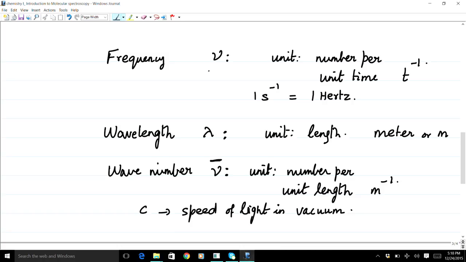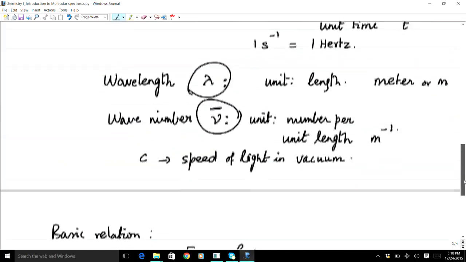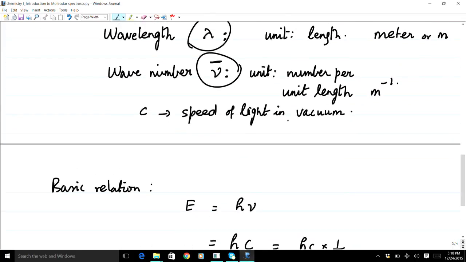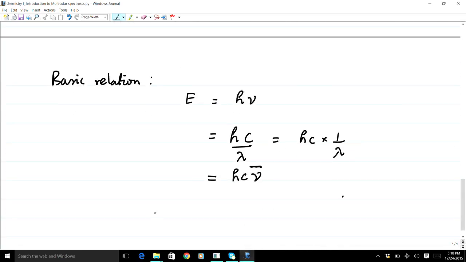So we have three quantities, namely the frequency, the wavelength and the wave number, which is usually written as nu bar, with the dimension of numbers per unit length or the unit meter inverse. These are connected to each other through the speed of light in vacuum, which has a value c of 2.99792458 times 10 to the 8 meters per second.